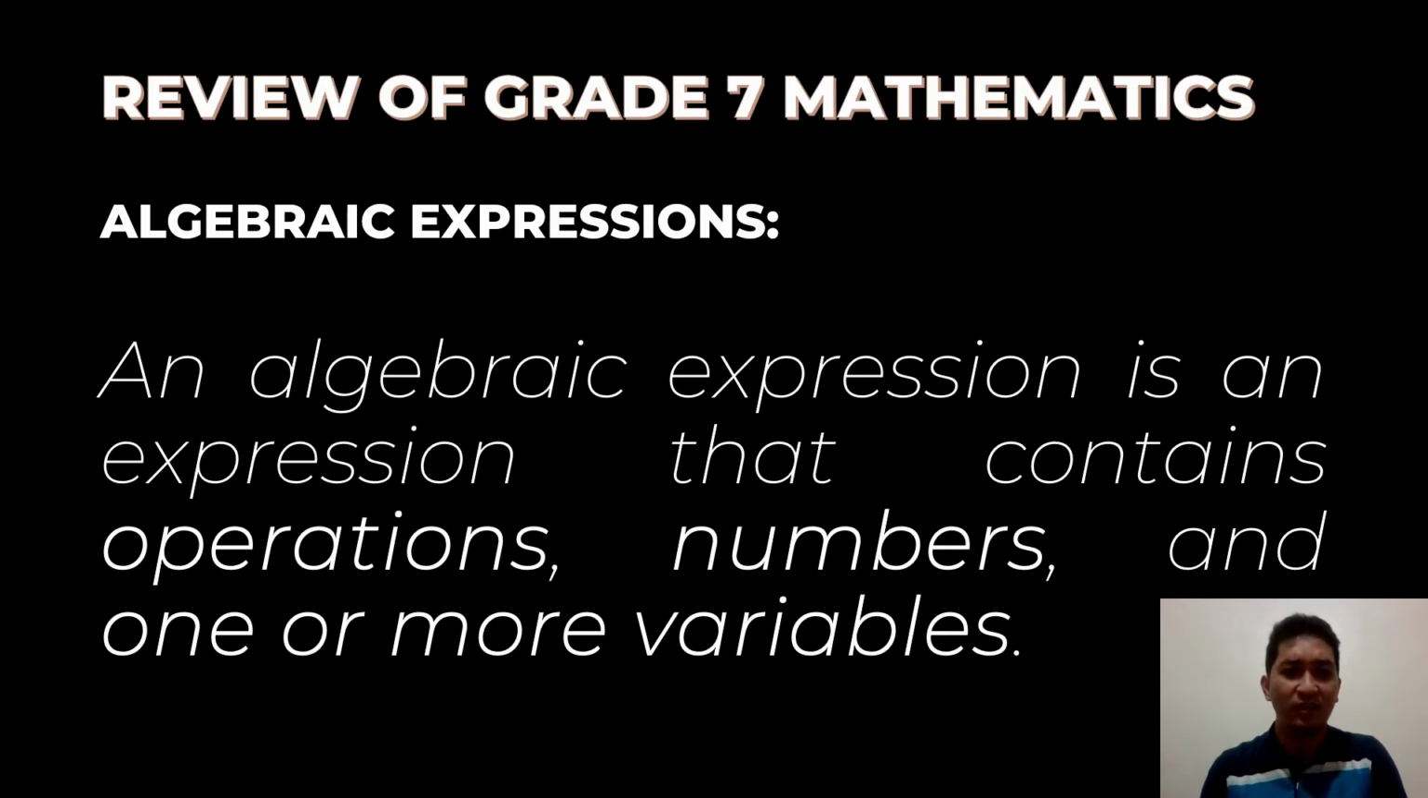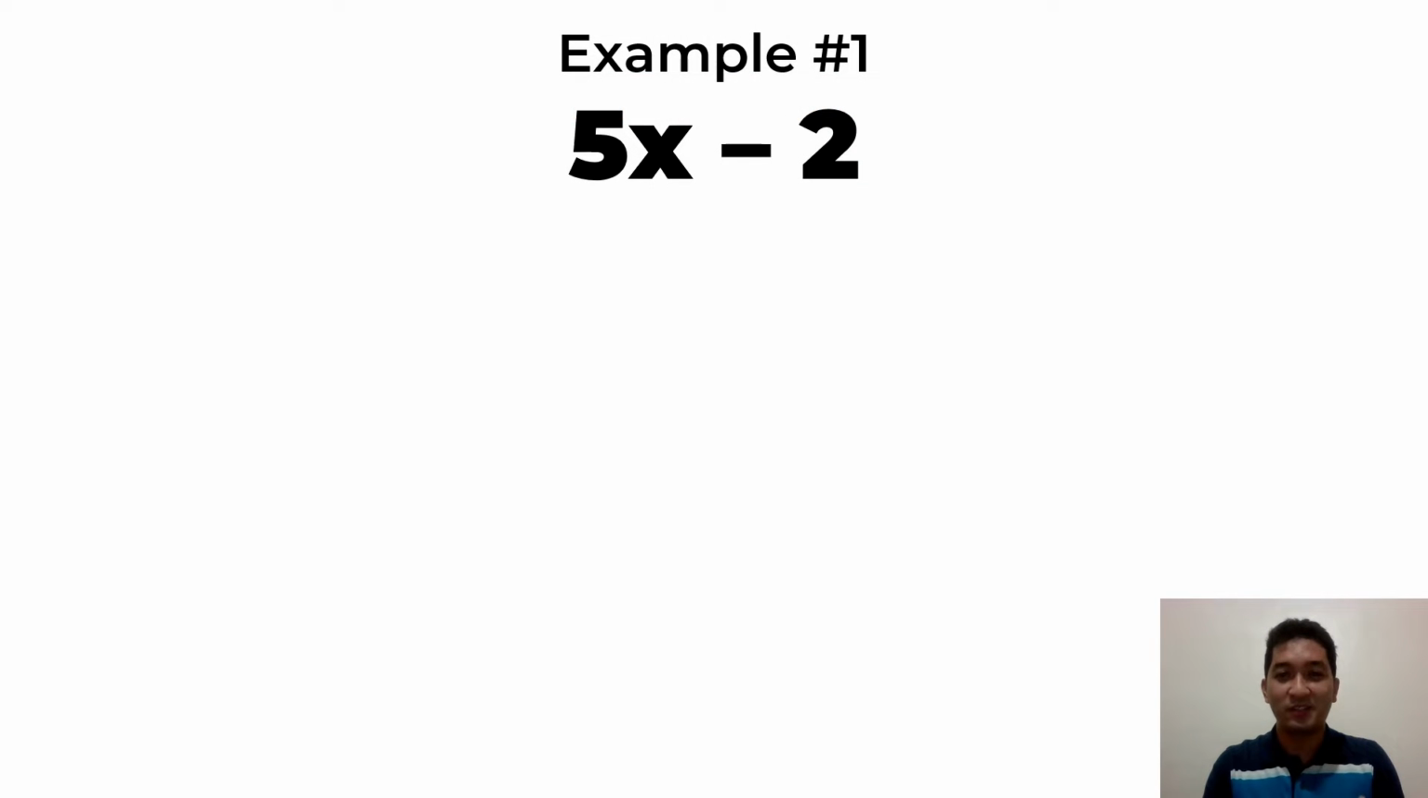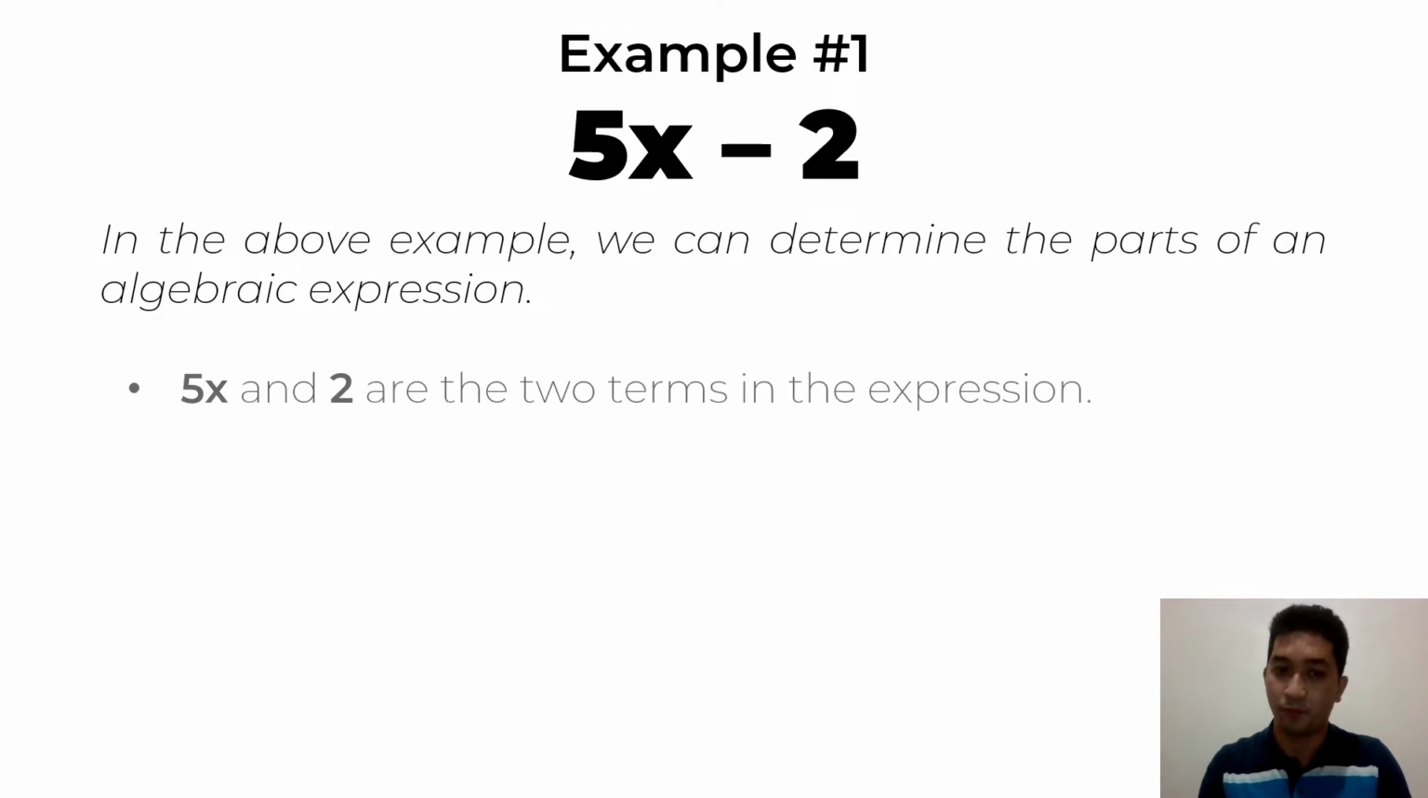So for you to analyze that, let's have an example. Example number 1: we have here the algebraic expression 5x minus 2. Let's look at the parts of the algebraic expression given, which is 5x minus 2. Let's go first with the terms. If you still remember your lesson in polynomials when you were in grade 7, you probably know what terms are. The terms in this algebraic expression are first 5x and the second one is 2.